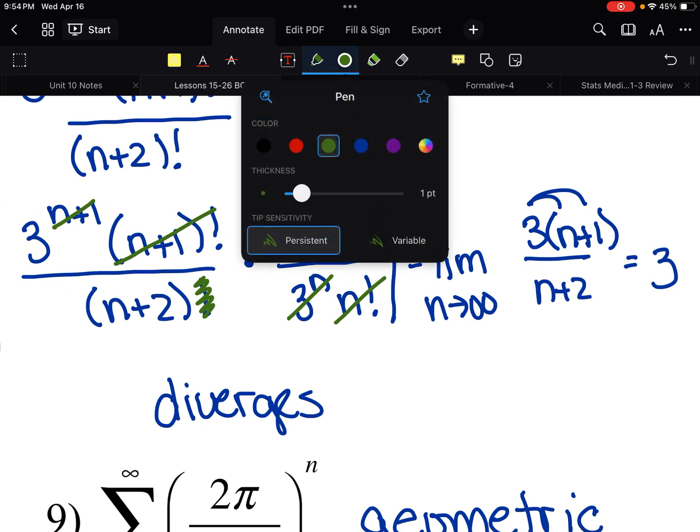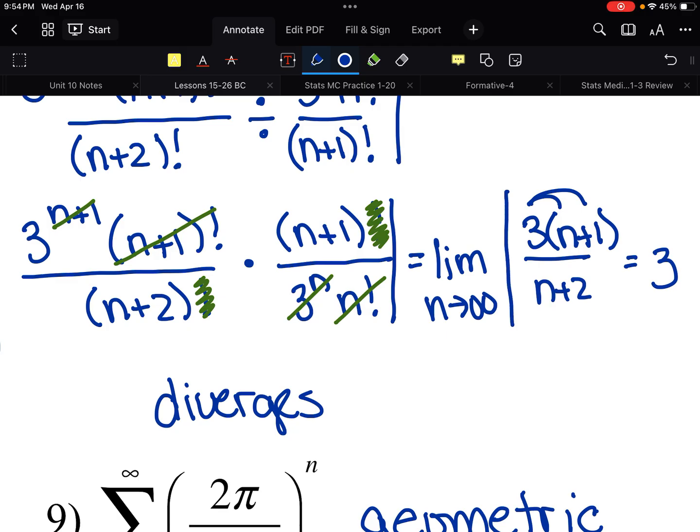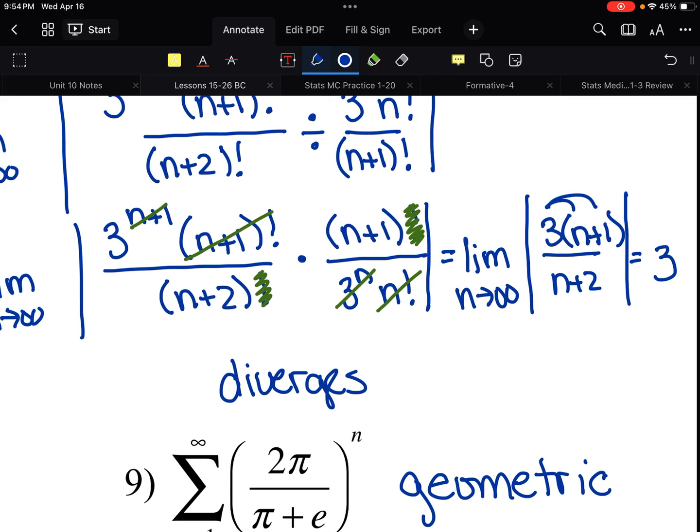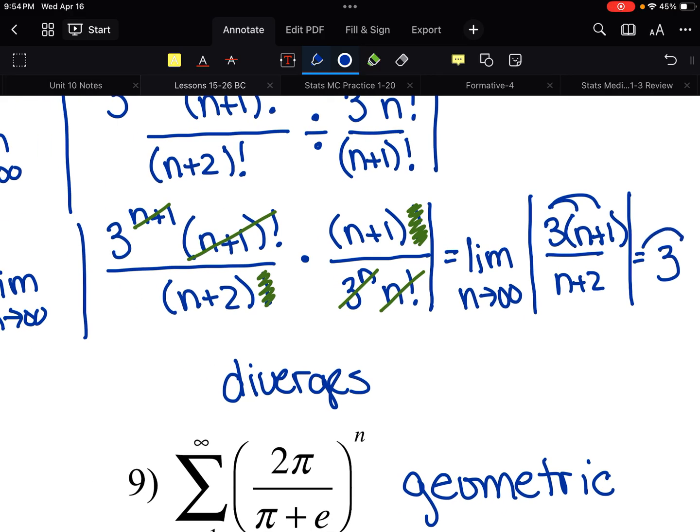And when you find the limit as n approaches infinity of the absolute value of that, you would have 3n over n, which is 3. Okay, that basically means that my terms are getting 3 times bigger every time I add another term. So if the terms are getting 3 times bigger, I'm adding bigger and bigger numbers. That doesn't work. So that series diverges.